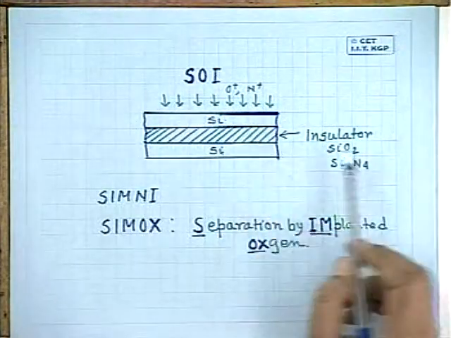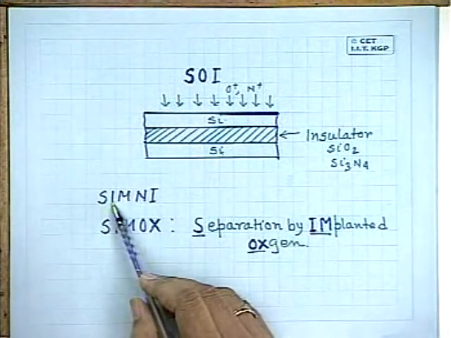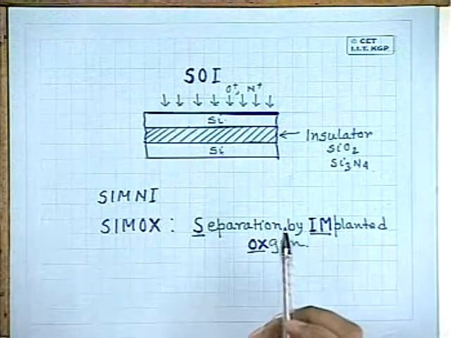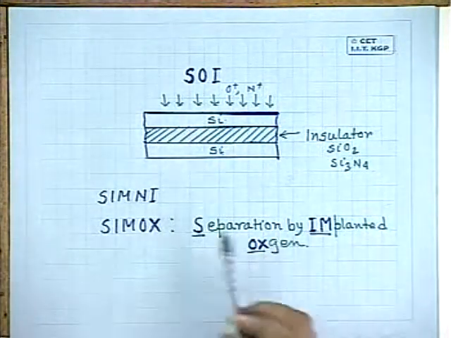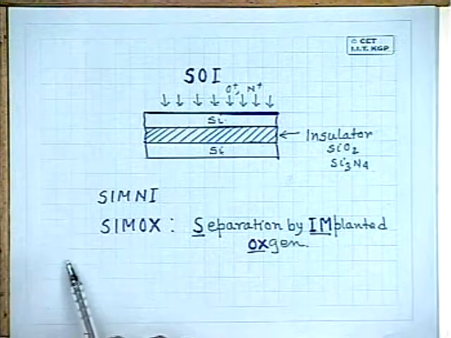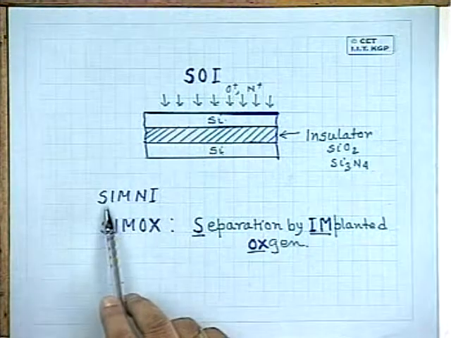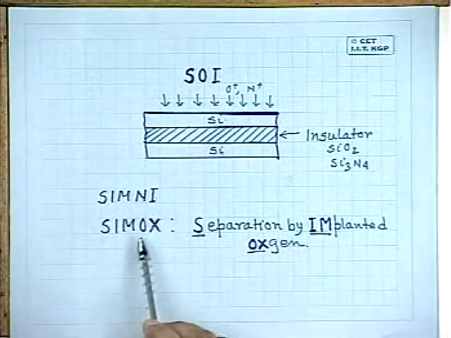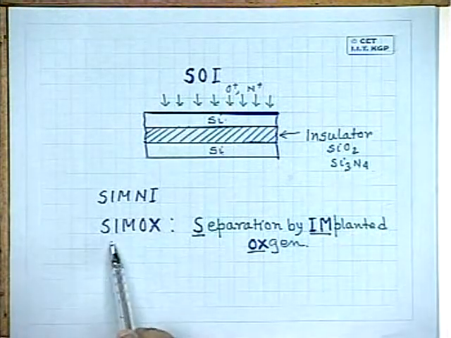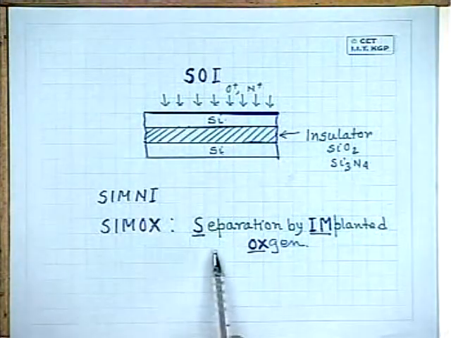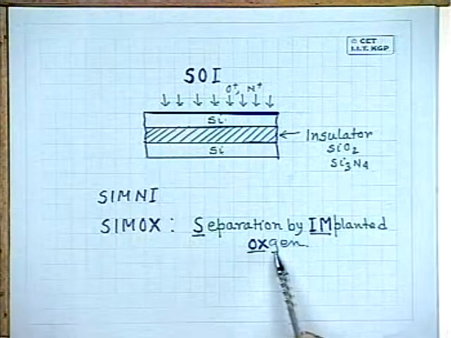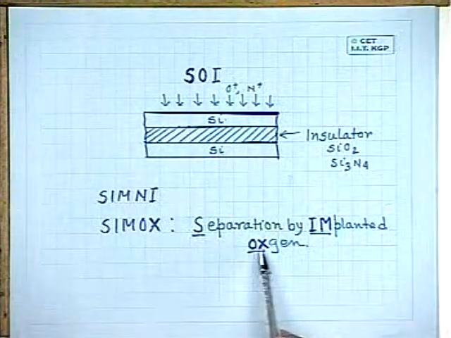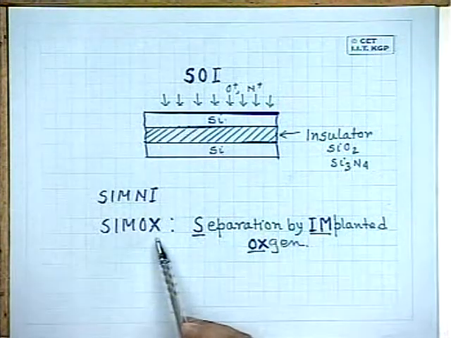When you implant nitrogen, this is known as SIMNI, and the whole name is separation by implanted nitrogen. And the other is SIMOX. SIMOX is very popular, and its full name is separation by implanted oxygen. This is SIMOX technology.